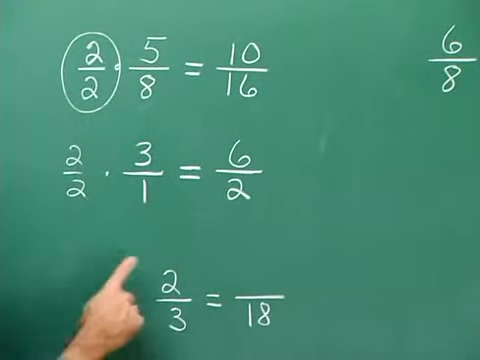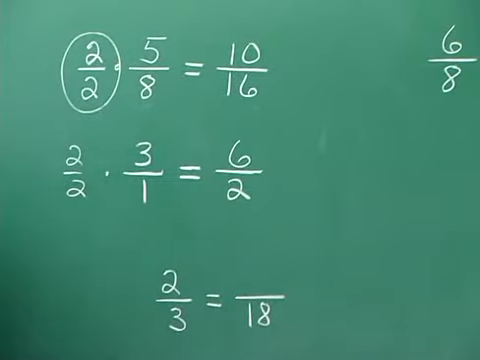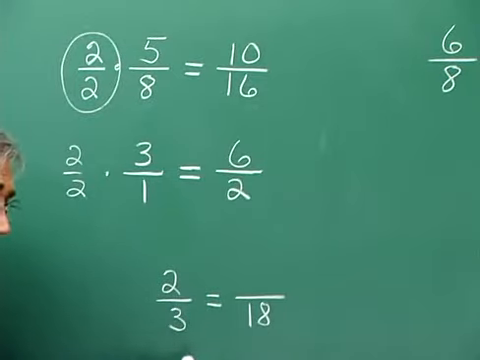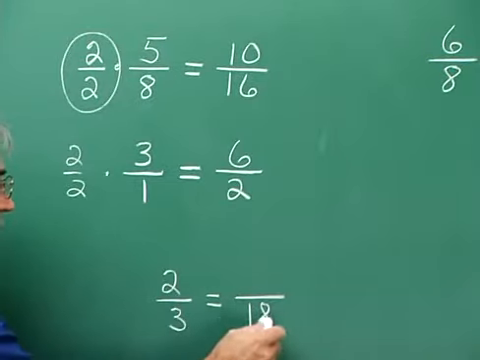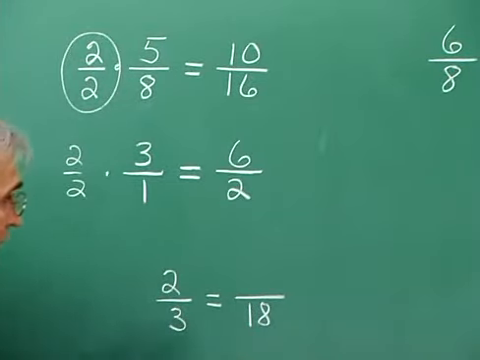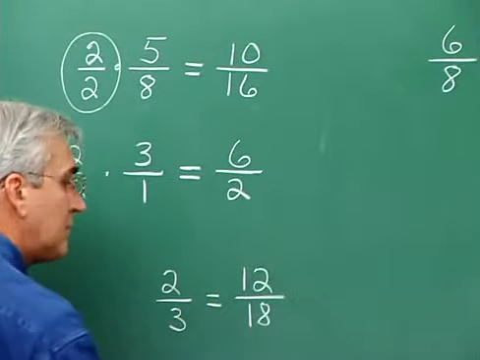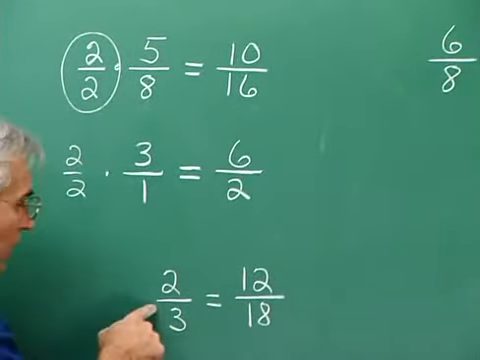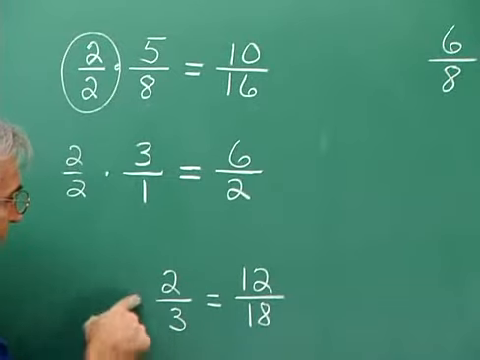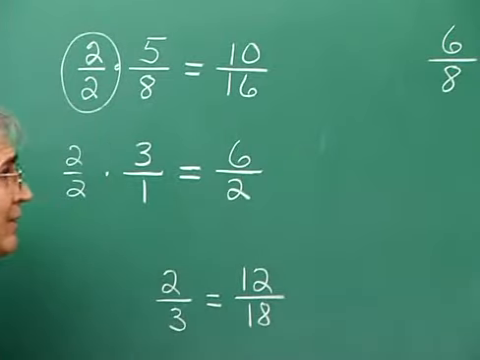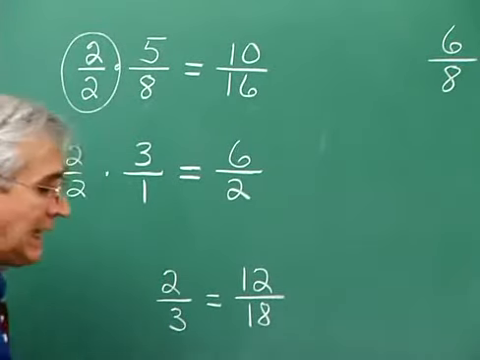All right, how about 2/3 equals so many 18ths? Now, here's one just like the first one that we had. And again, we are identifying the number to multiply times the 2 just by saying 3 goes into 18 how many times? Well, 3 into 18 goes 6. And then 6 times 2 is 12. Now, all we're really doing is multiplying this fraction by 6 over 6 in order to go from 2/3 to 12/18.